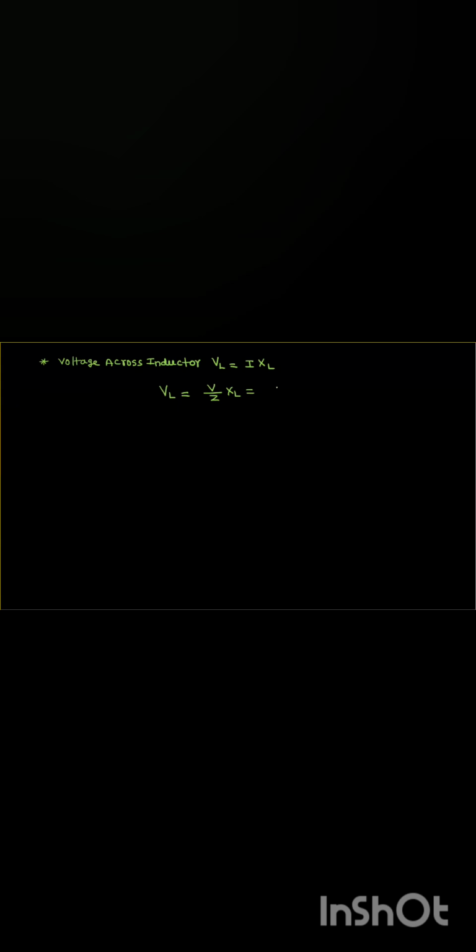We know that VL equal to I, where I is V by Z, into XL. V by, what is the Z? Square root of R square plus XL minus XC whole square, into XL. What is XL, friends? XL equal to omega L. This is the voltage across the inductor.